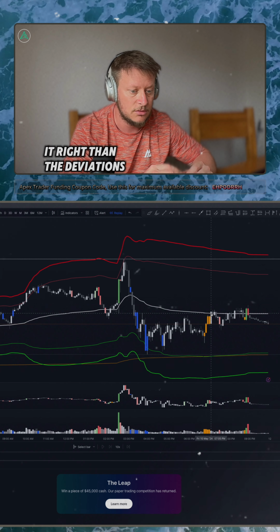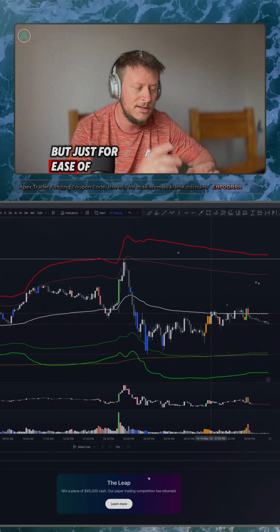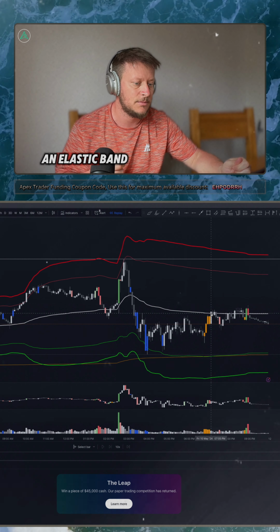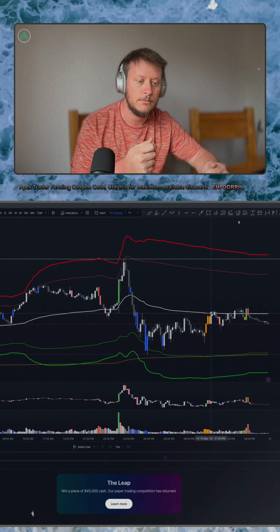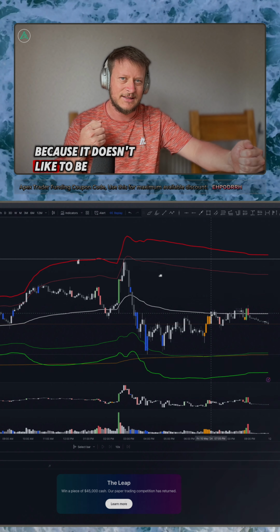Standard deviations, which I won't go into, but just for ease of understanding, just think of it as an elastic band. The further the price gets away from VWAP, the more chance it's going to come back in because it doesn't like to be stretched too much.